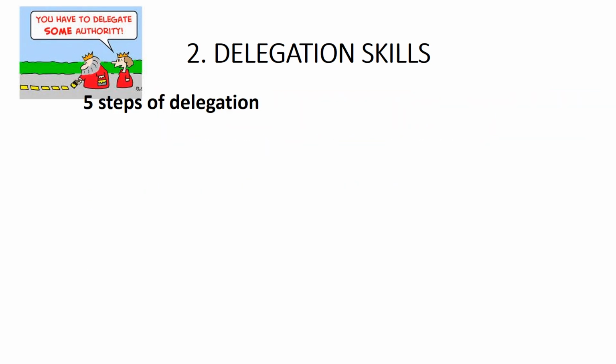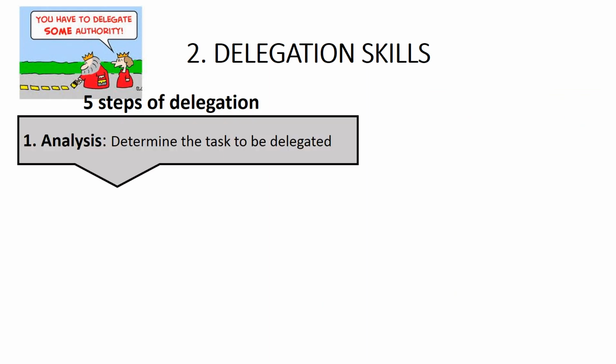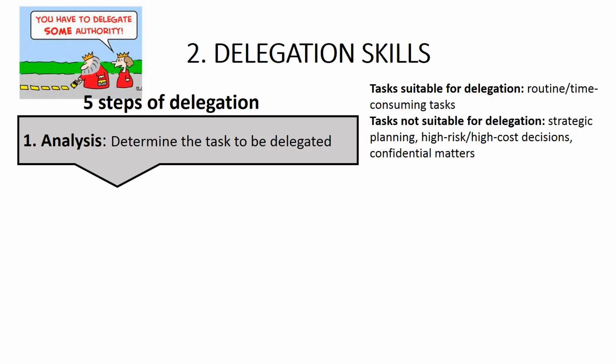There are 5 steps which need to be followed wherever a manager is considering delegating a task. The first step is for the manager to determine the task to be delegated. There are some tasks which should be delegated and some tasks which should not be delegated. Tasks which are suitable for delegation include routine or time-consuming tasks, and it's suitable to delegate these tasks because they generally don't require a high level of skill to perform them.